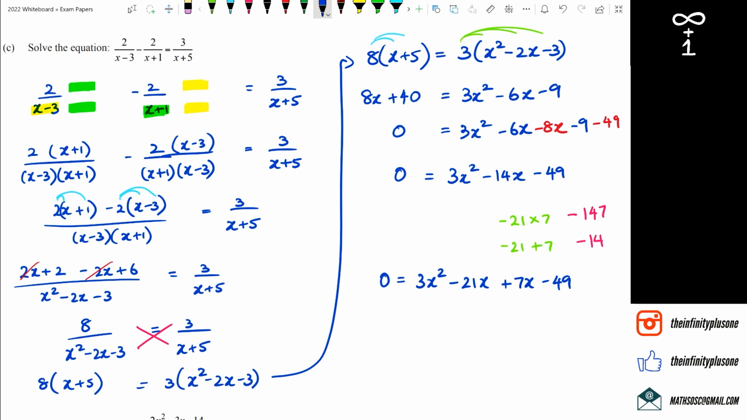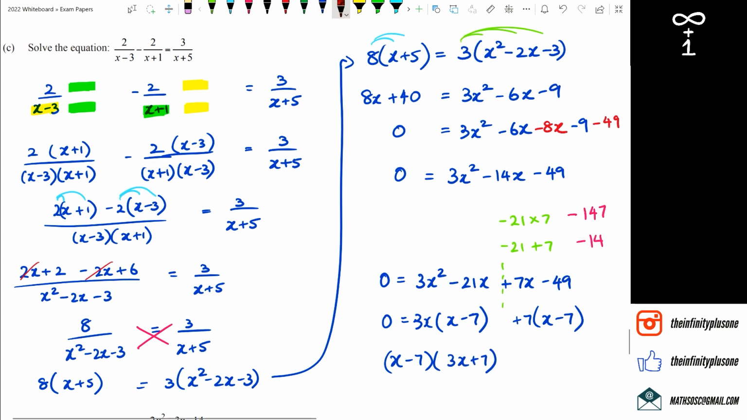Anywho, so what do we got next? We've actually got to split them up into parts. So we're going to rewrite this as 0 is equal to 3x and x minus 7, and then here we've got plus 7, x minus 7. So our two factors are going to be x minus 7 and 3x plus 7. Just to reiterate, the 3x is from there, positive 7 is from there, and all of this is equal to 0.